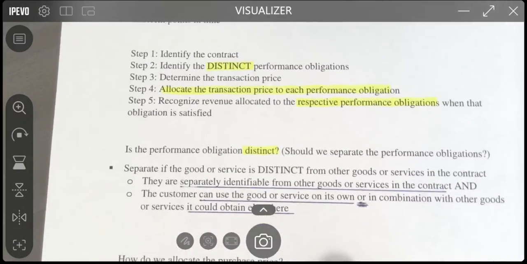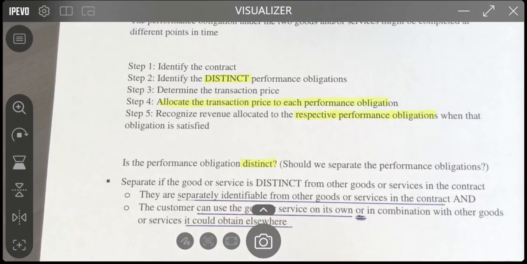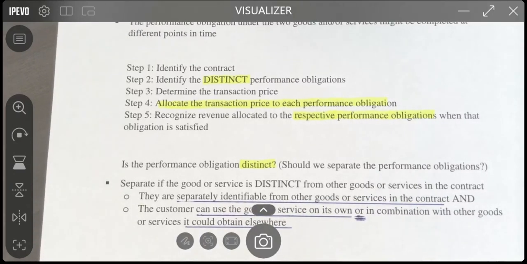So the question comes up, is the performance obligation distinct? In other words, should we separate the performance obligations? And the answer is, we separate the performance obligations if the good or the service is distinct from other goods or services in the contract. Well, how do we know if it's distinct? It's considered distinct if the following are true.